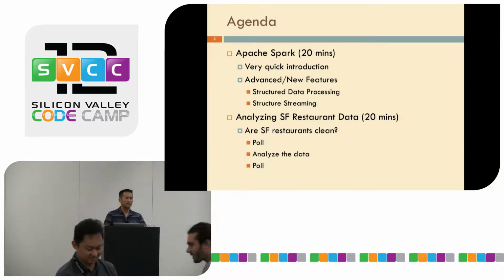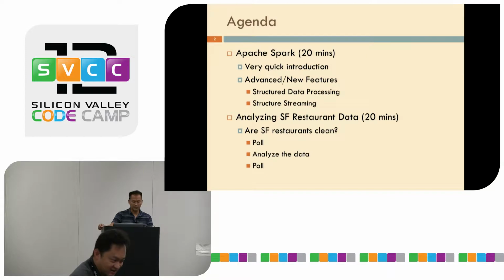Before I start, I just want to do a quick poll for when we go into the analyzing part. I assume some of you have gone up to San Francisco and dined up there once in a while. How many of you think San Francisco restaurants are clean? Not many. It's kind of a vague question, right? What does it mean, clean? You probably don't want to see the back. So it sounds like most of you said San Francisco restaurants are not clean. We'll see how that changes once we finish looking at the data.